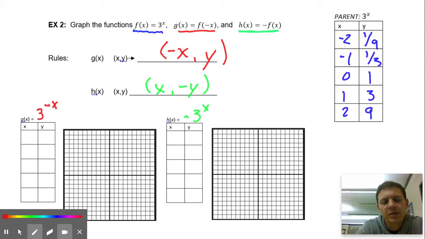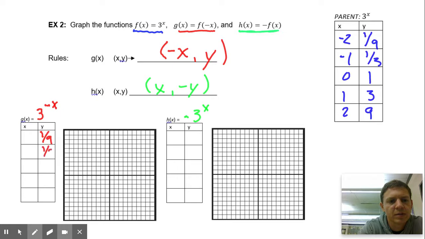Yeah, the y changes. And for my table, for the g of x, that's 3 to the negative x. All I did was update my g of x function. For my table, based on my rule, I'm going to leave the y's the same and change the sign on the x's. So I'll just go ahead and leave the y's the same. Change the sign on my x's. All right, and I get those.